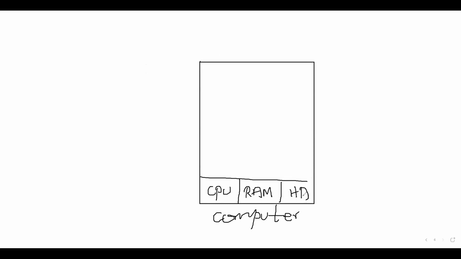To understand what virtualization means, let me take one simple example. This is our computer. This is our CPU, RAM, hard disk. Upon that, we have the operating system. And upon that, we are running the applications, the softwares.